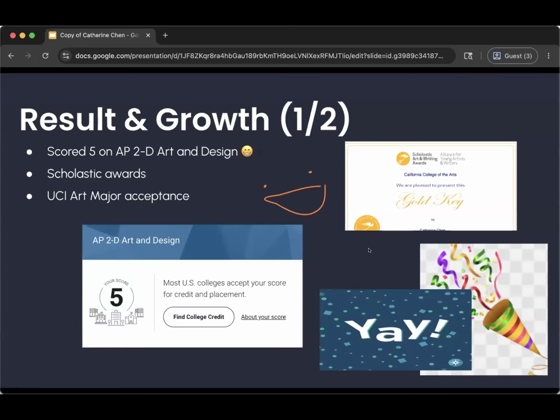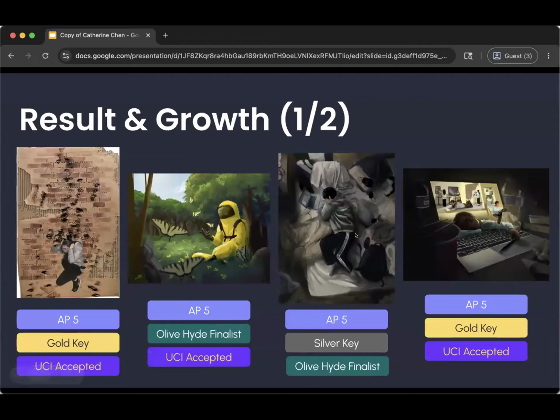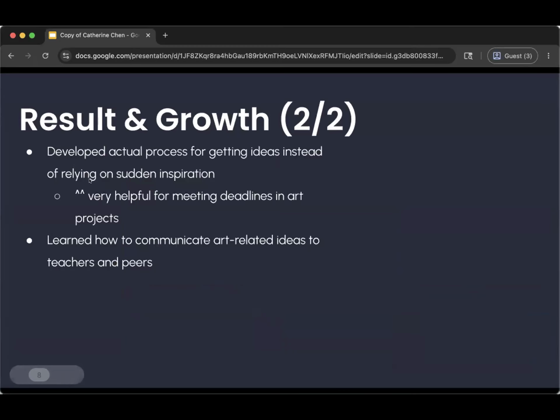Yay. Here is all the stuff I got, obviously the AP 5, a few gold keys, a silver key, and I applied for some scholarships as well. Currently I applied to the Olive Hyde Guild Scholarship. It's a biannual competition, and I got selected as a finalist. So I'm going to be there Friday. I got a lot of mileage out of these artworks.